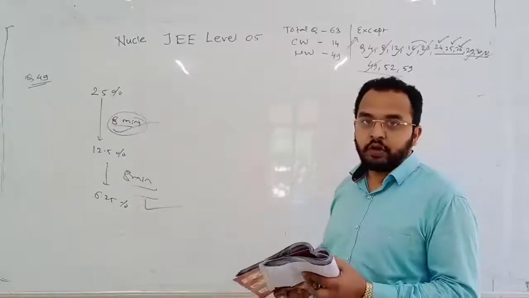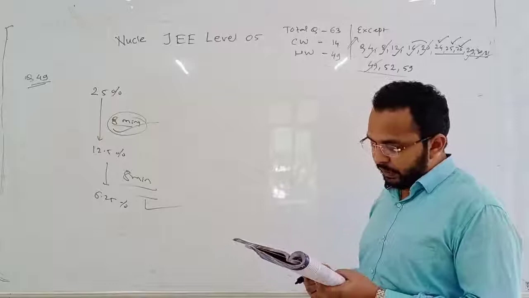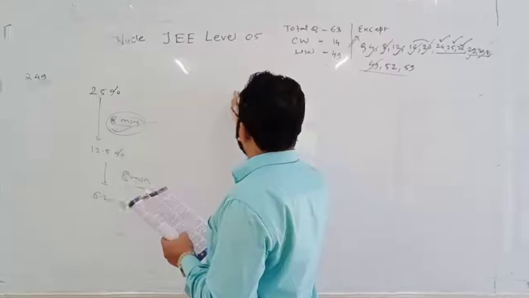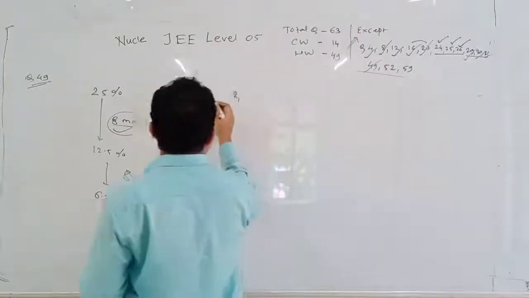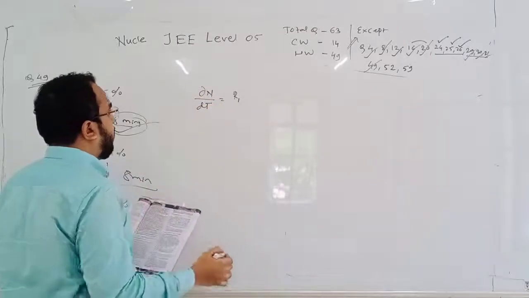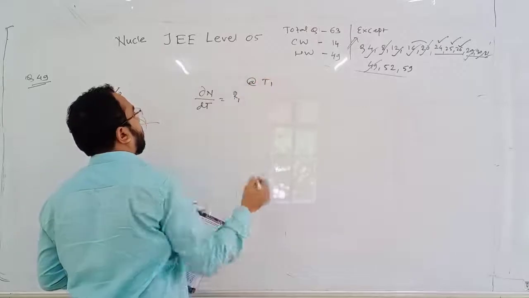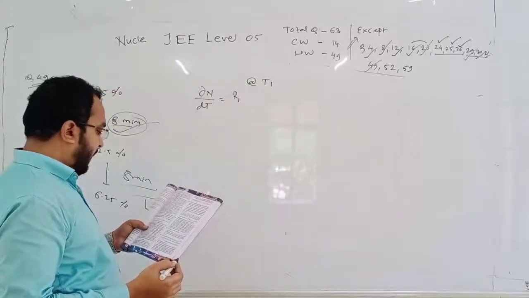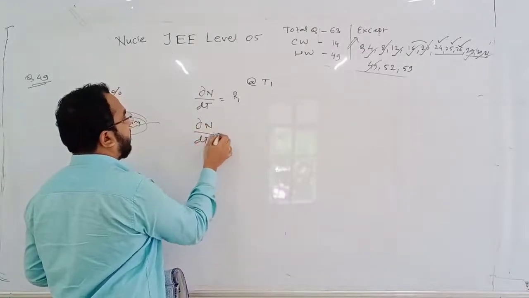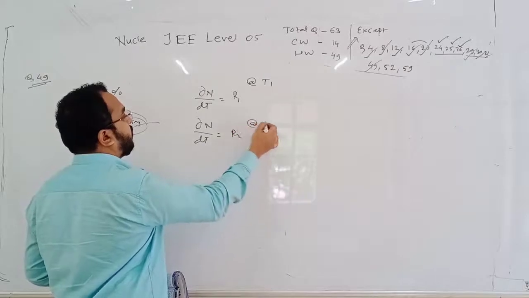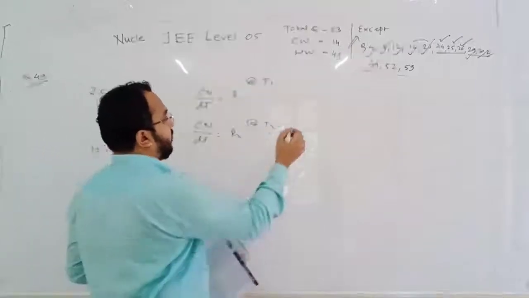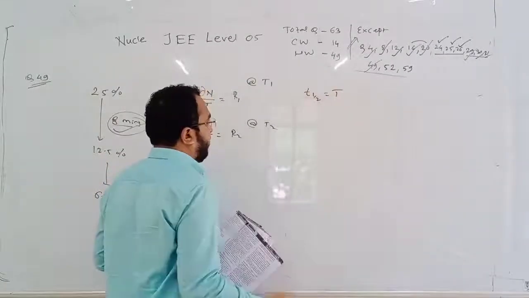This is a numerical type question, so no options are given. Integer type question. The radioactivity of a sample is R1 at time t1, which means dN by dt is R1 at time t1. Then R2 at time t2, this dN by dt is R2 at time t2. If the half life of the specimen is t, so t half is equal to t.